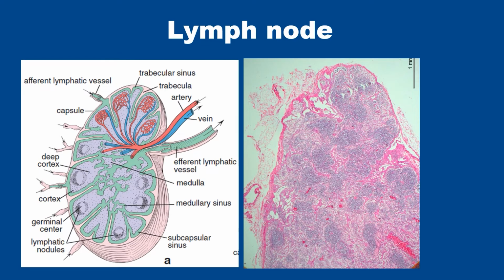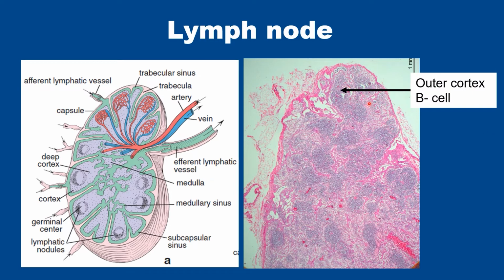Now let us come to the lymph node. This is showing the section of the lymph node and schematic representation of the section. The outer part of a lymph node is dark color and it contains lymphatic nodules. This is also called the cortex.